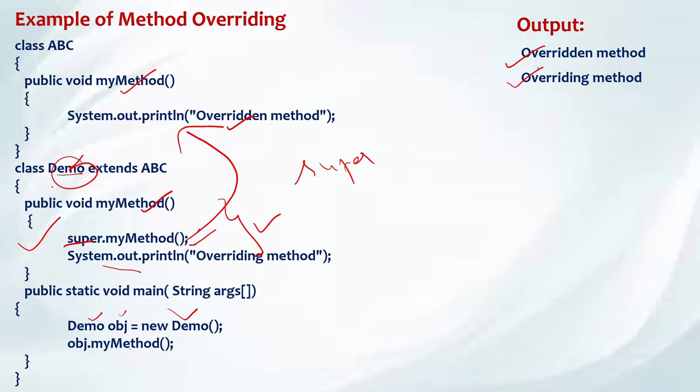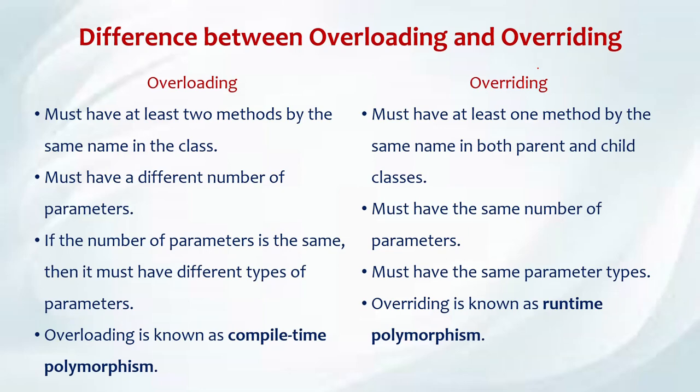Next we are going to see the difference between overloading and overriding. This is important. In overloading we have different methods, that is two or more methods having the same name in the class with different parameters. That is overloading. In overriding, the parent class and subclass have the same method name and also the same number of parameters. That is important.